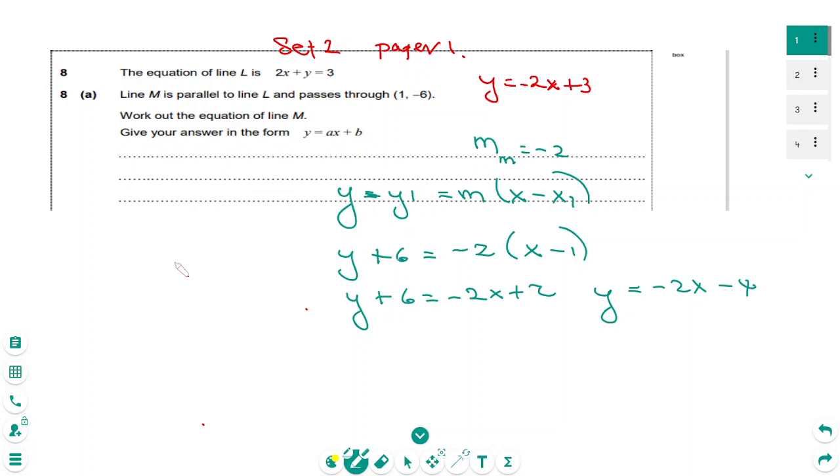Today on this lesson, we are going to see some exercises on further pure mathematics exam papers.